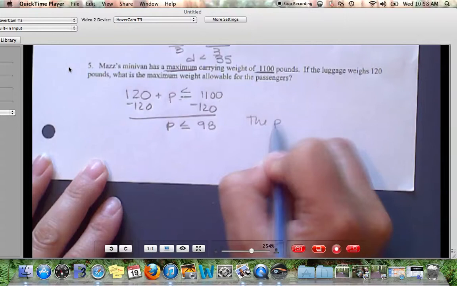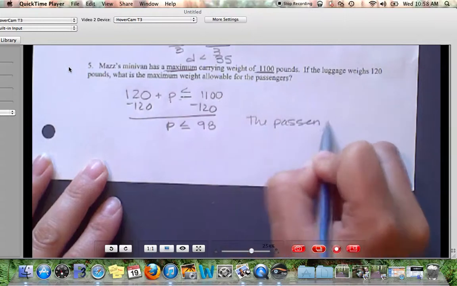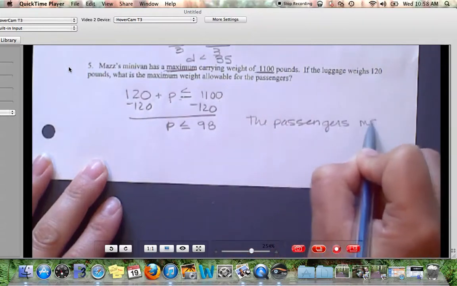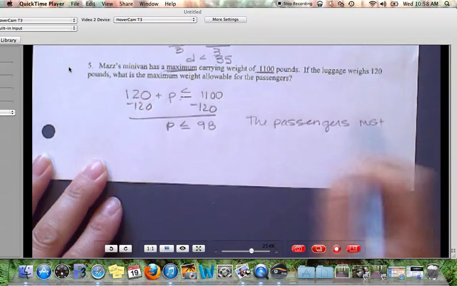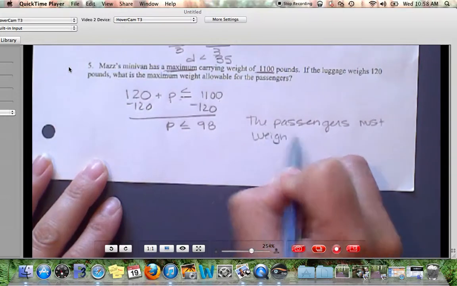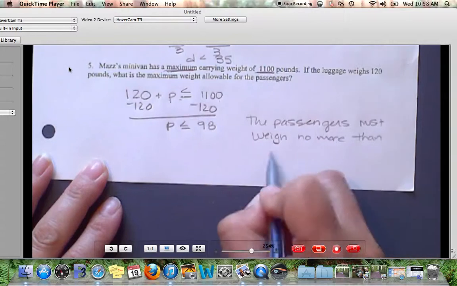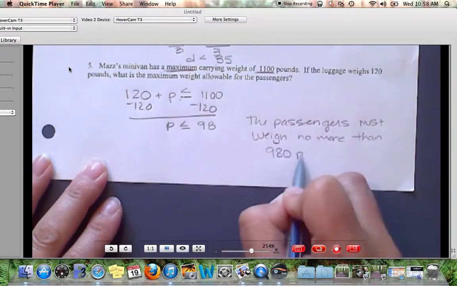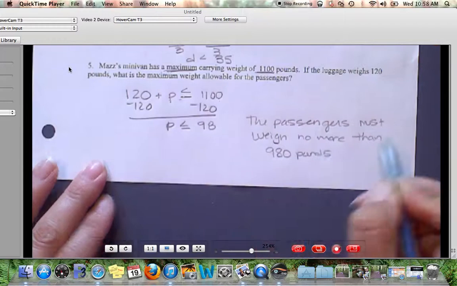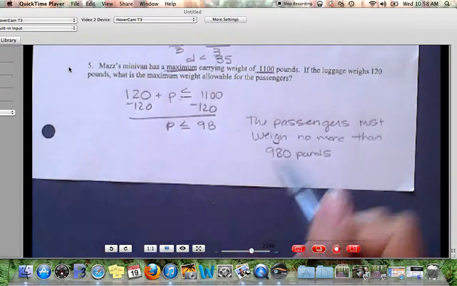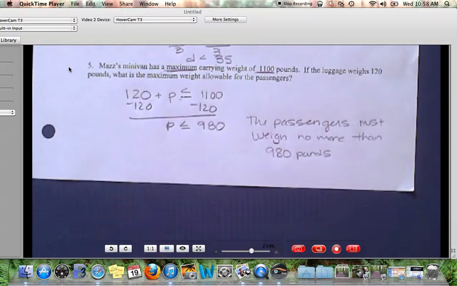The passengers must weigh no more than 980 pounds. Or you can write the passenger's weight must be less than or equal to 980.